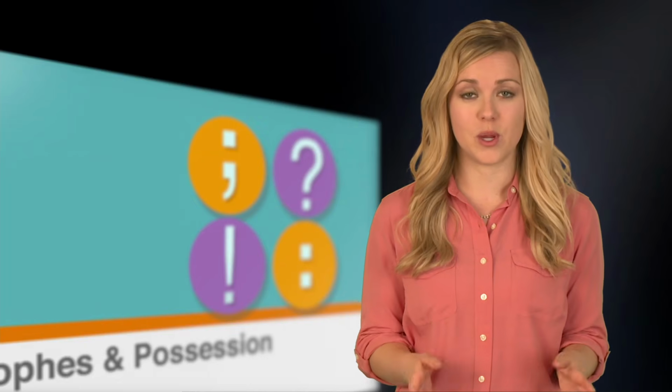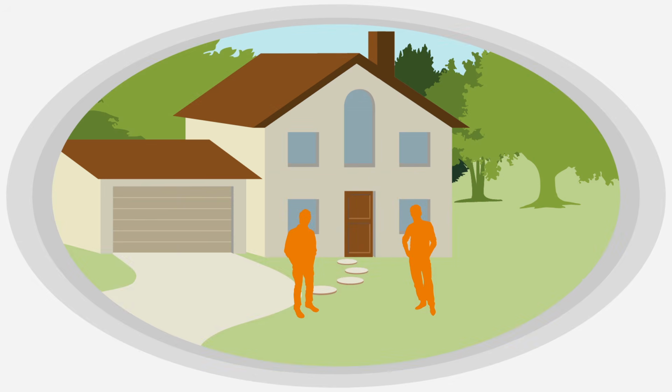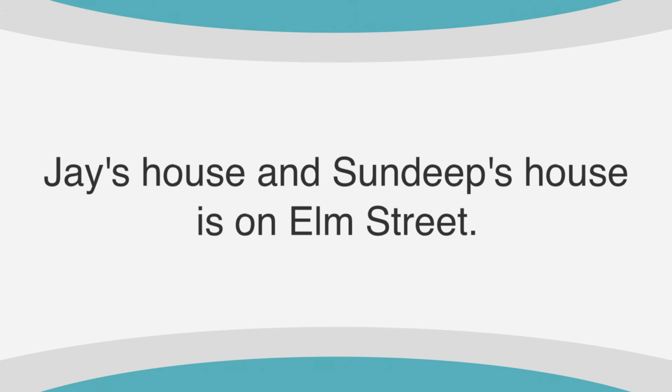Let's go through one last scenario. How to indicate possession when you have a double subject. Let's say two friends, Jay and Sandeep, are roommates in the same house. How would we express this with the possessive? We could say, Jay's house and Sandeep's house is on Elm Street. But this is pretty awkward.